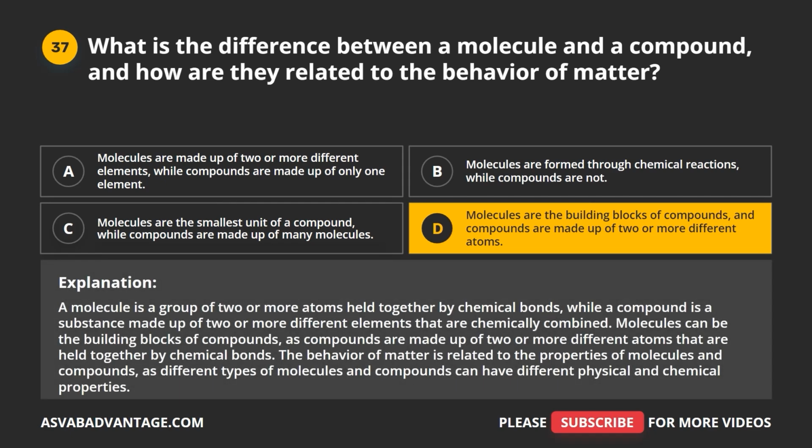A molecule is a group of two or more atoms held together by chemical bonds, while a compound is a substance made up of two or more different elements that are chemically combined. Molecules can be the building blocks of compounds, as compounds are made up of two or more different atoms that are held together by chemical bonds. The behavior of matter is related to the properties of molecules and compounds, as different types of molecules and compounds can have different physical and chemical properties.